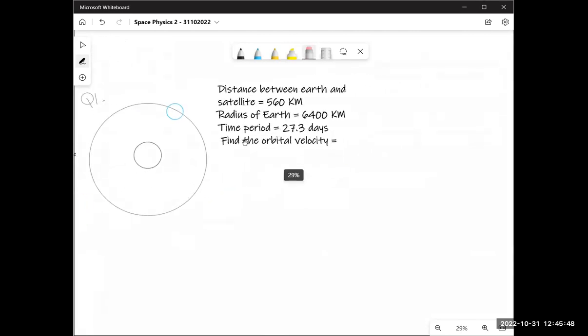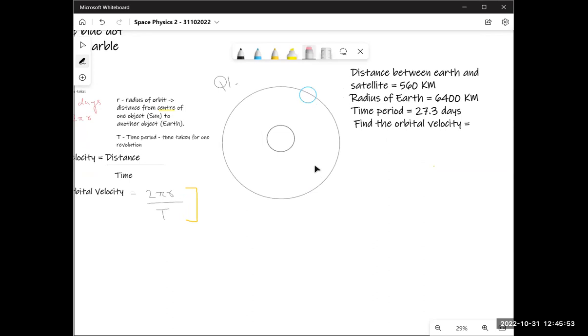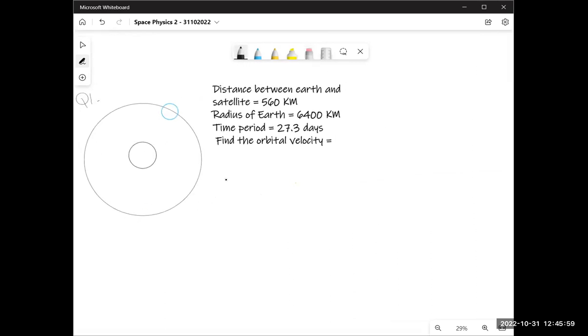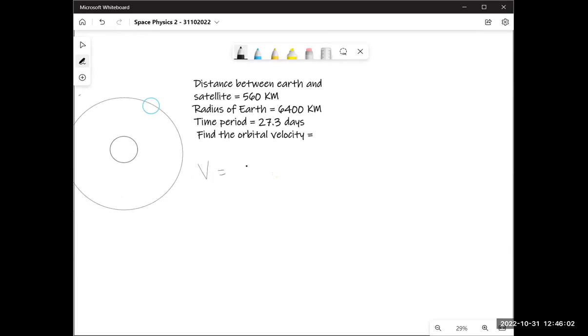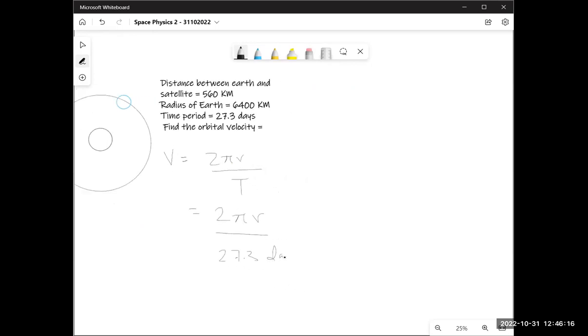So now in this question, yes, Ritika, the time period is 27.3 days. Okay, and so we have v is equal to 2 pi r by t. Now we know that the time period is 27.3 days. So do you want it in kilometers per day or kilometers per hour? Kilometers per second. Okay. So do we take r to the other side?